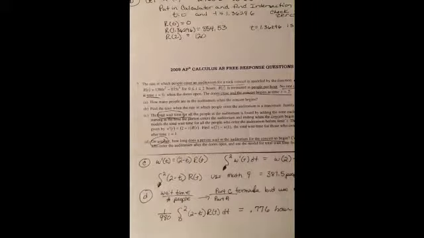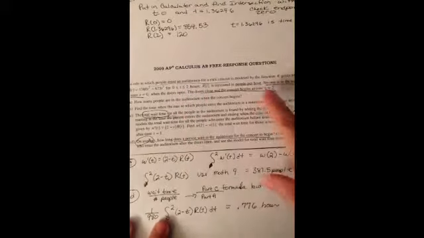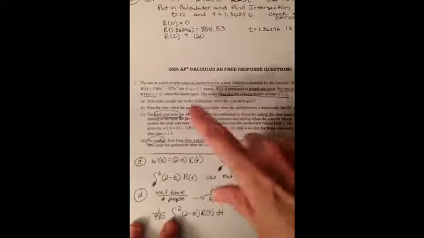So let's look at the 2009 one. It says the rate at which people enter an auditorium for the rock concert is r of t, and it's measured in people per hour.